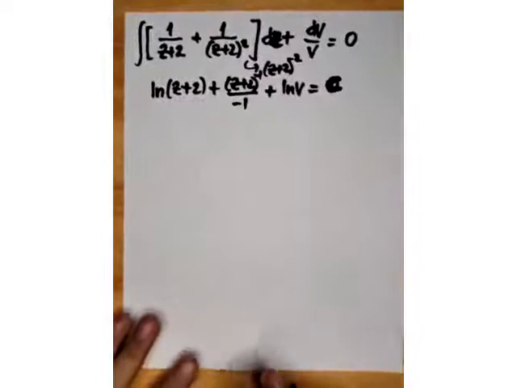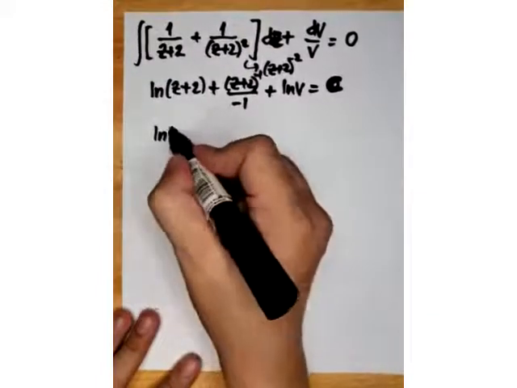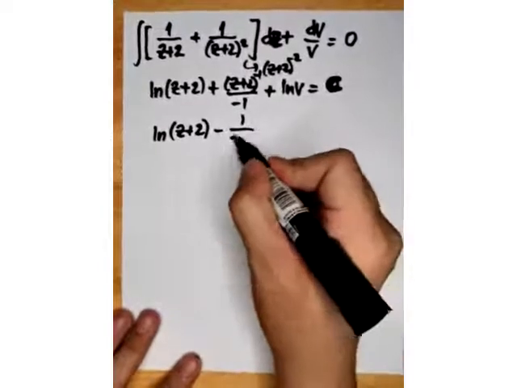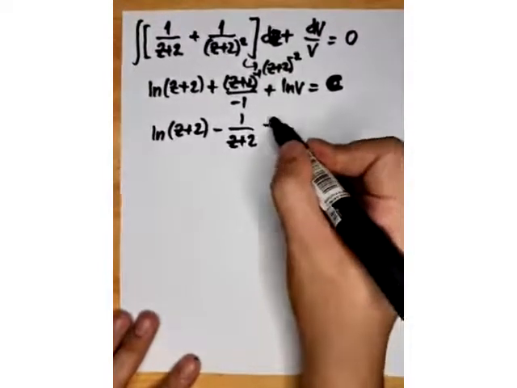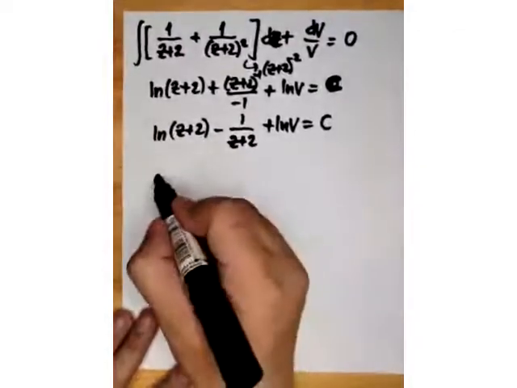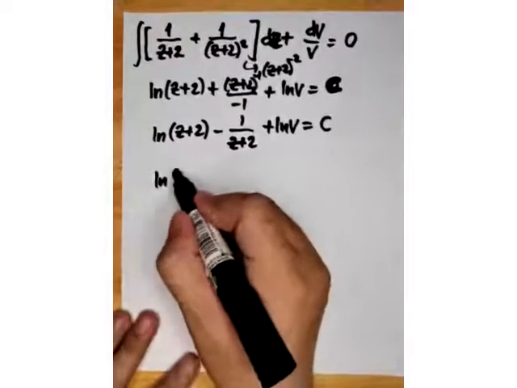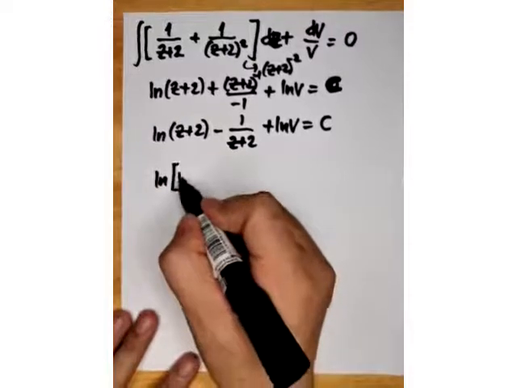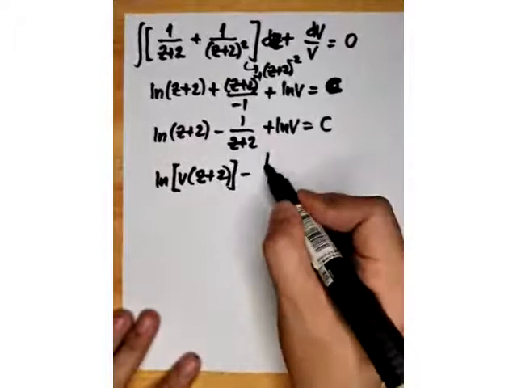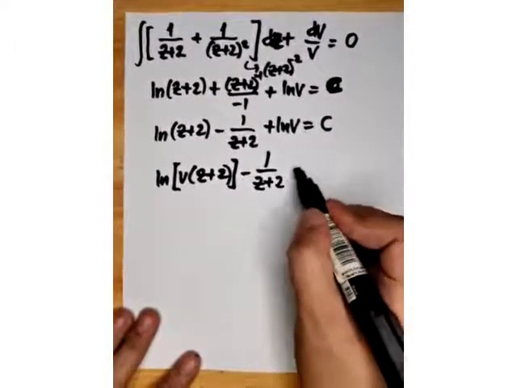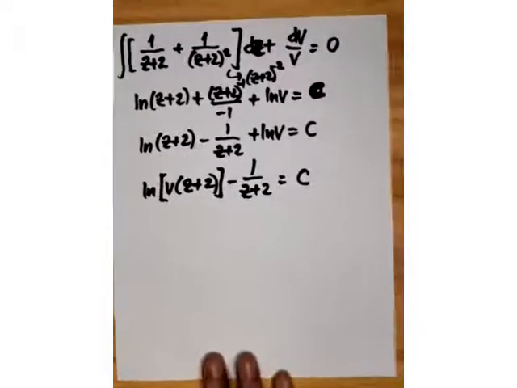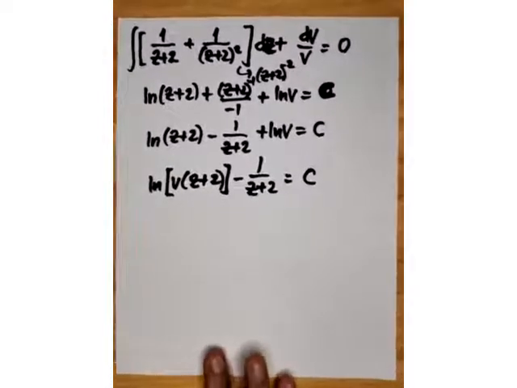Okay, so let's simplify. So this is ln of z plus 2 minus 1 over z plus 2 plus ln of v is equal to c. So let's combine the two. So ln of v times z plus 2 minus 1 over z plus 2 is equal to c. So that is our general solution, at least.